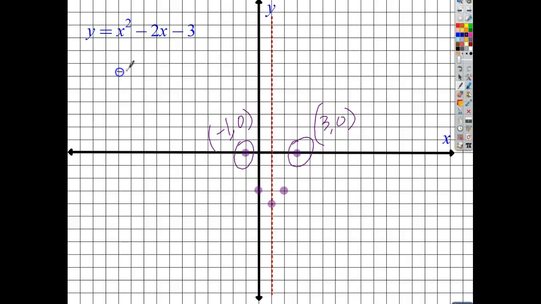And so if I were to do -b over 2a, when x is equal to -b over 2a, x would be equal to -(-2) over 2 times 1, so x is equal to 1, which is my line of symmetry. Plug it back in, find my vertex, and move on from there.